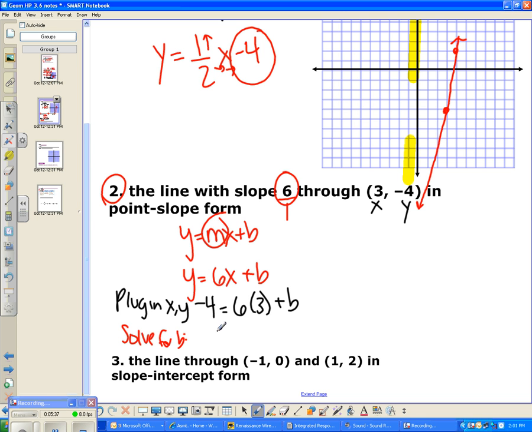So the next thing you're going to do is solve for b. So 6 times 3 is 18. And then I'd have to subtract 18 from both sides, so I'd have b equals negative 22, which looks right? I said the y-intercept is going to be way down here. Negative 22 is really far, so that's perfect. The last thing you need to do, though, is take your slope, take your y-intercept, and plug it back into the slope-intercept form. Point-slope form doesn't matter to me. So y equals 6x plus negative 22. That would be your final answer.